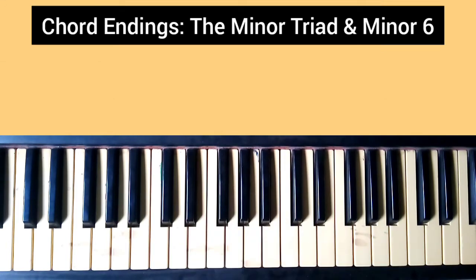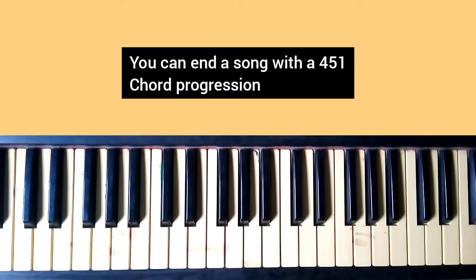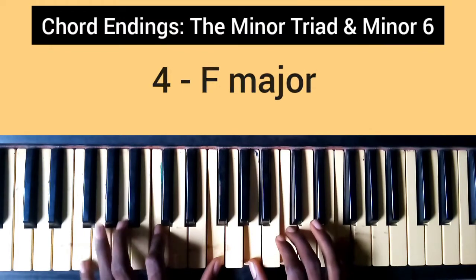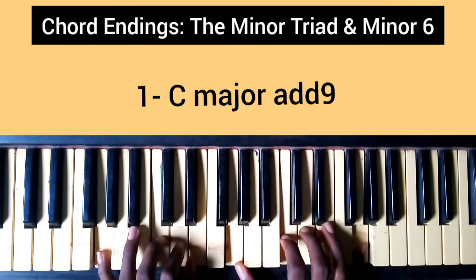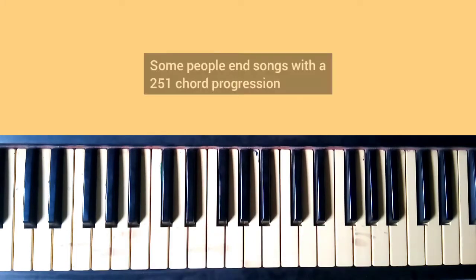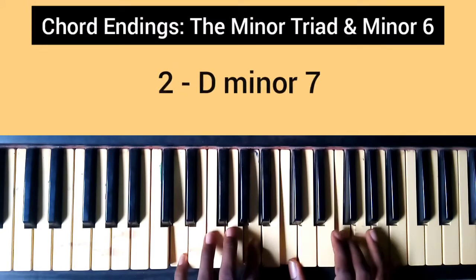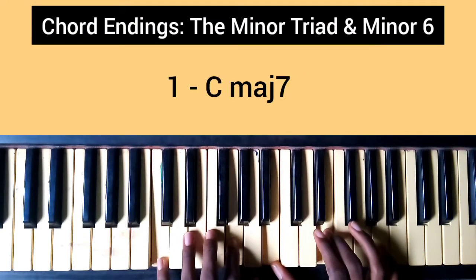Okay, now there are a lot of ways people end songs. Some people end their songs using a 4-5-1 chord progression, and that's going to sound something like this: F major, G major, and then a C major at 9 chord. And some people can play a 2-5-1 chord progression. They could play something like this: D minor 7, G dominant 7, and then a C major 7.